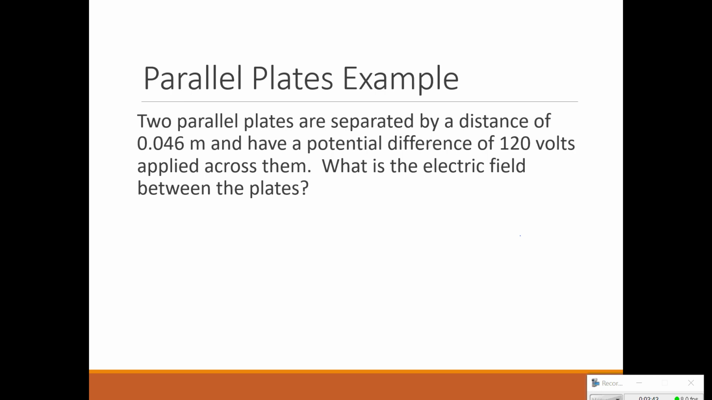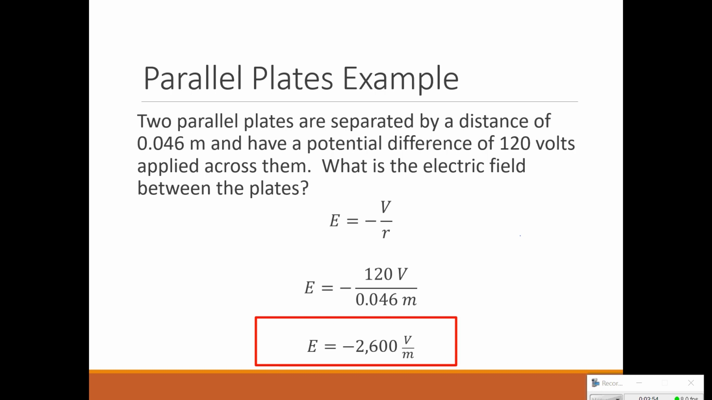This next example that I have up on the screen here is not in your notes. So if you want to pause it and try this one, in a moment I will show you the key for this. And there's the key. The electric field strength here for this problem is a negative 2,600 volts per meter. And it's the same idea for the previous problem that we just went through.